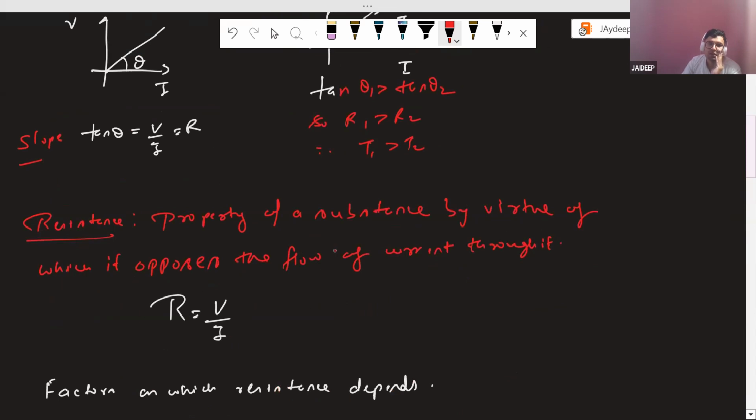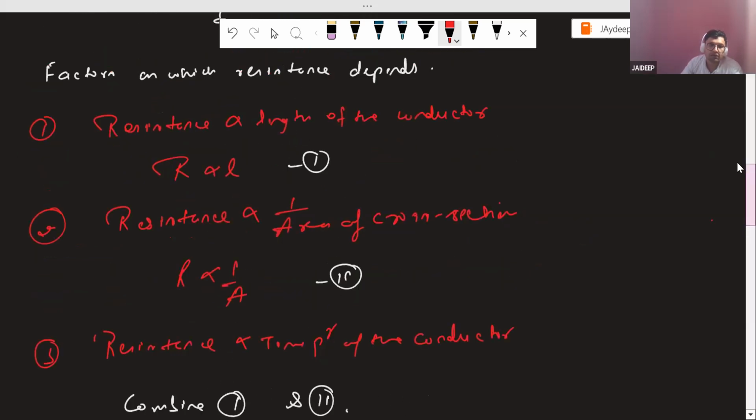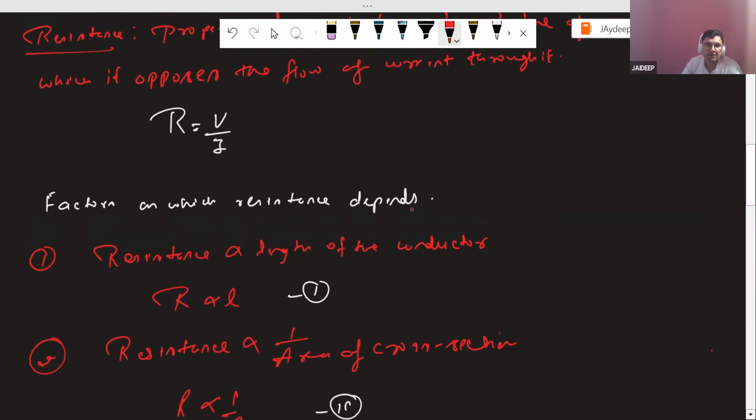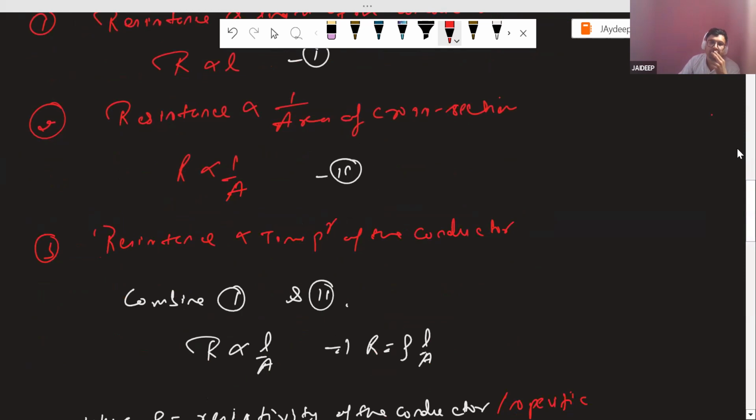Now resistance: the property of the substance by virtue of which it opposes the flow of current. That property of the conductor is known as resistance. So R equals V over I. Factors on which the resistance depends: first, resistance is directly proportional to the length, and second, resistance is inversely proportional to the area of cross section. It means if we increase the length, the resistance will increase, and if we increase the area, the resistance will decrease. Resistance is also directly proportional to the temperature. If we increase the temperature, the resistance also increases in the case of a conductor.